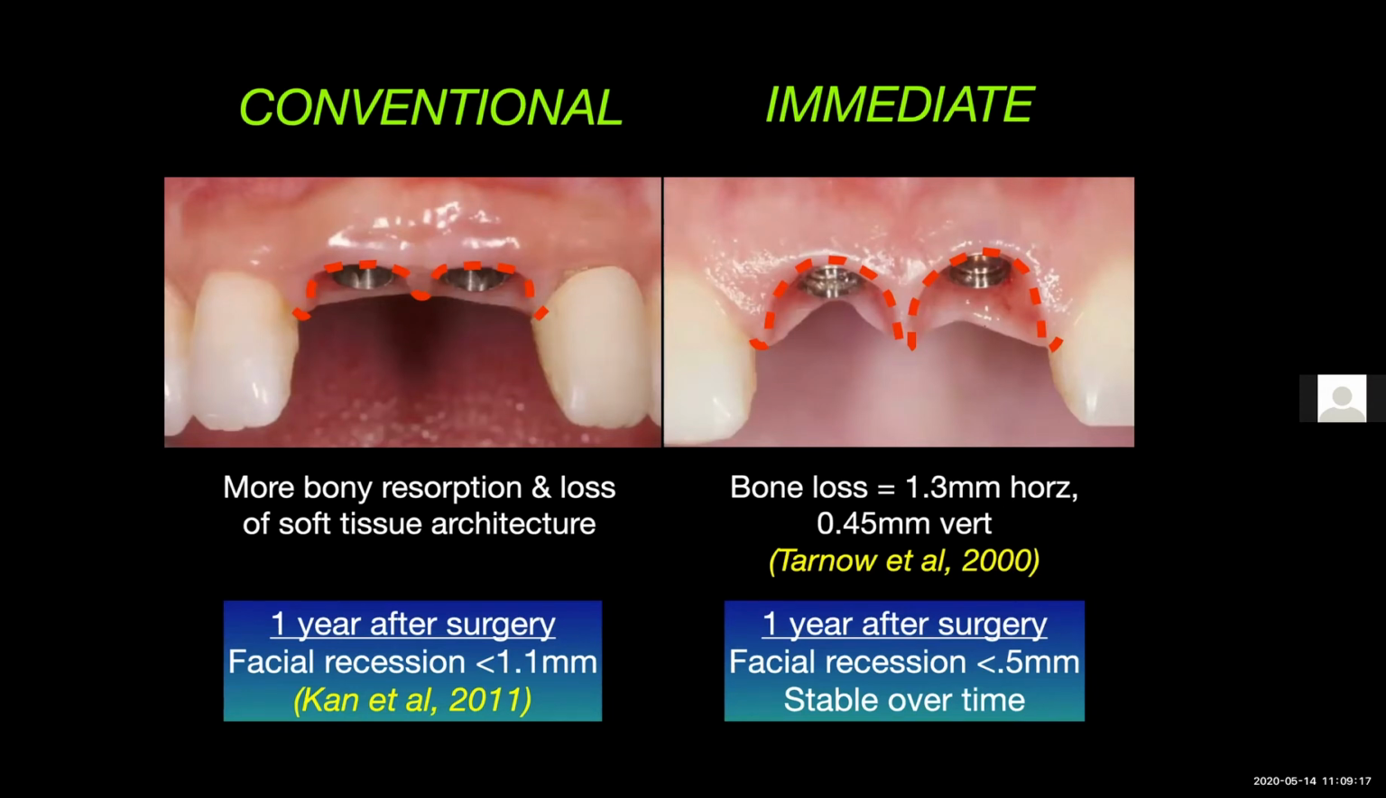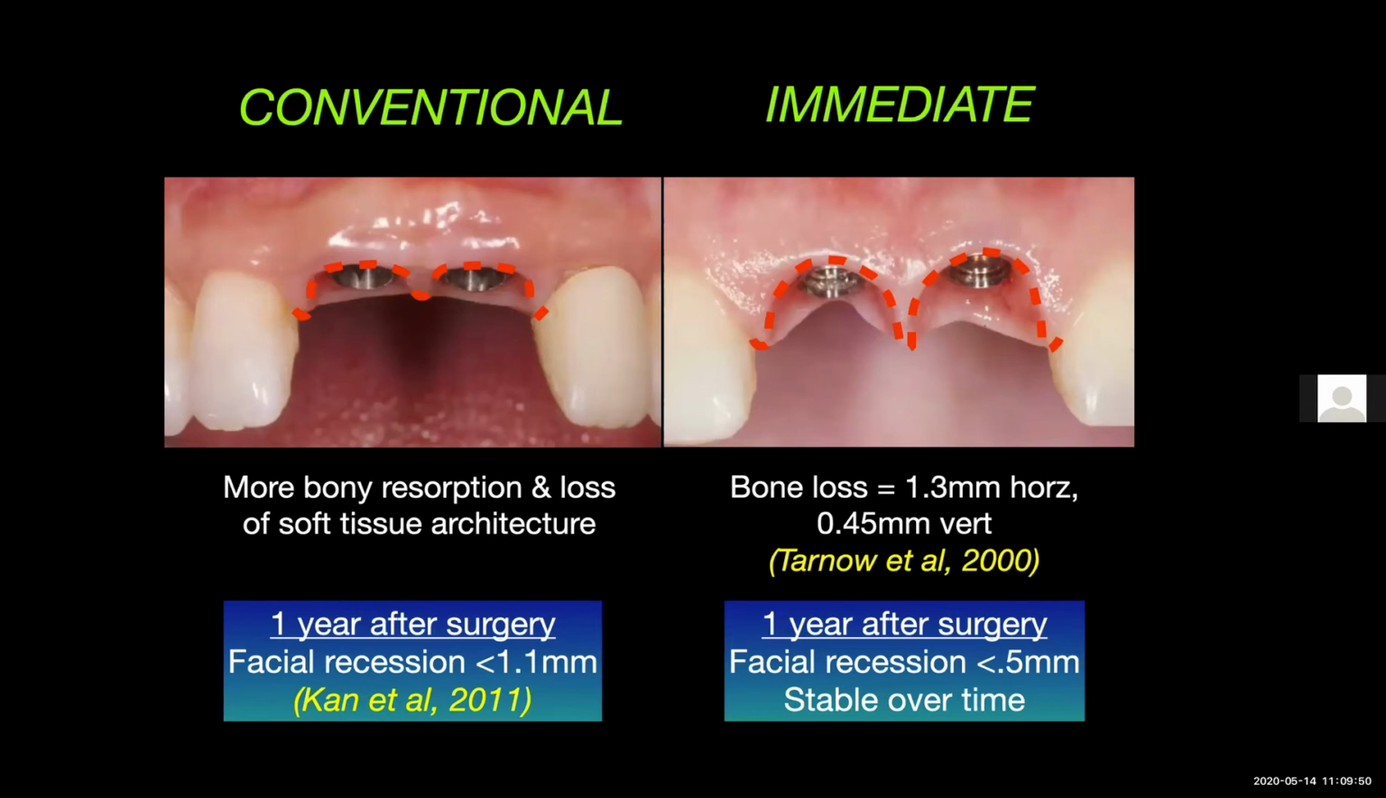And a study by Kan and his colleagues found that in addition to the bone resorption and the loss of papilla height after the extraction, you will have an additional 1 millimeter of facial gingival recession measured at 1 year after implant placement, and that happened for the conventional placement group. In contrast, for the immediate implant group, Tarnow reported the total bone loss was limited to only 1.3 millimeters horizontally and 0.45 millimeters vertically. And this is significantly less than the amount of bone loss in the conventional placement group.